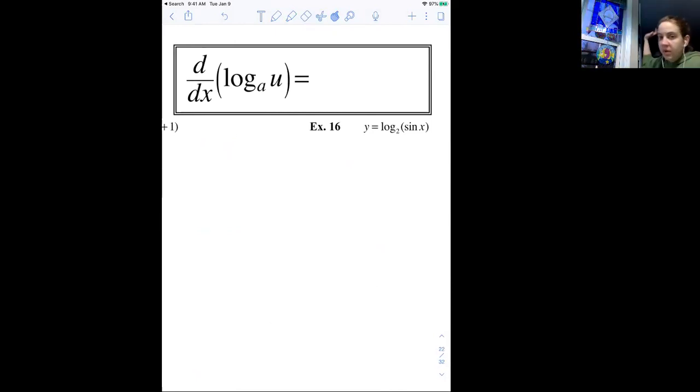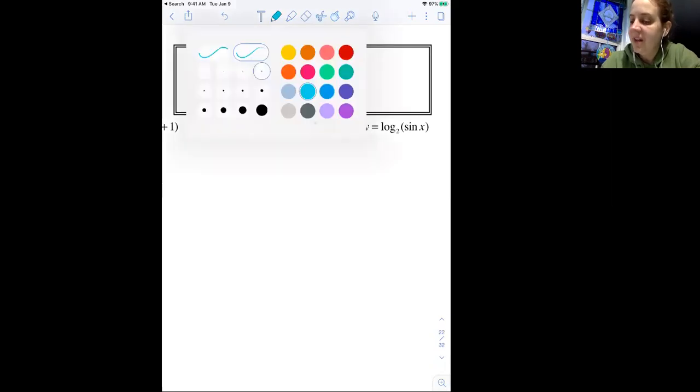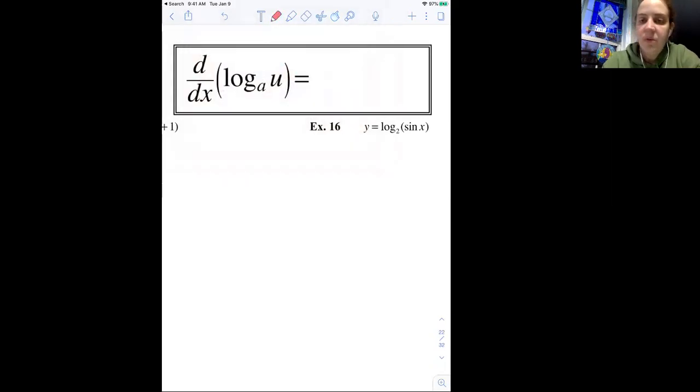Let's do that one. There we go. Log base a of u. You see this one sometimes, not all the time. The derivative of log base a of u is 1 over... let's think about this one. Oh, I just had a total brain fart. 1 over u natural log of a, times du/dx.